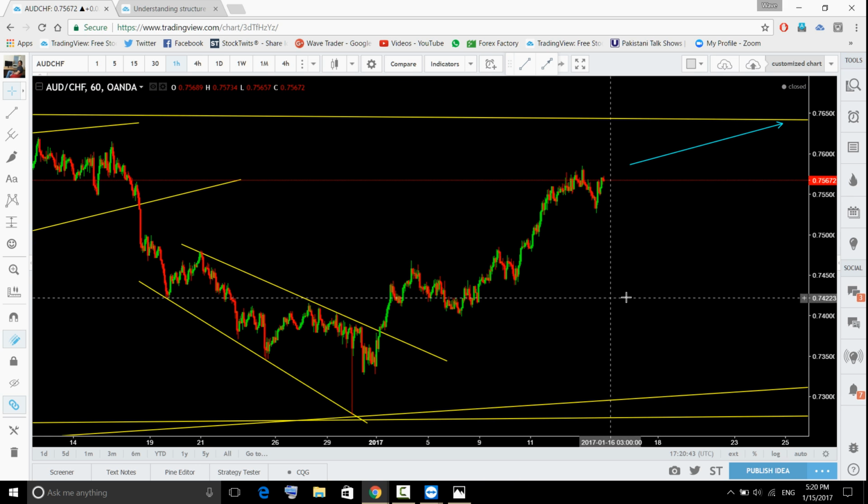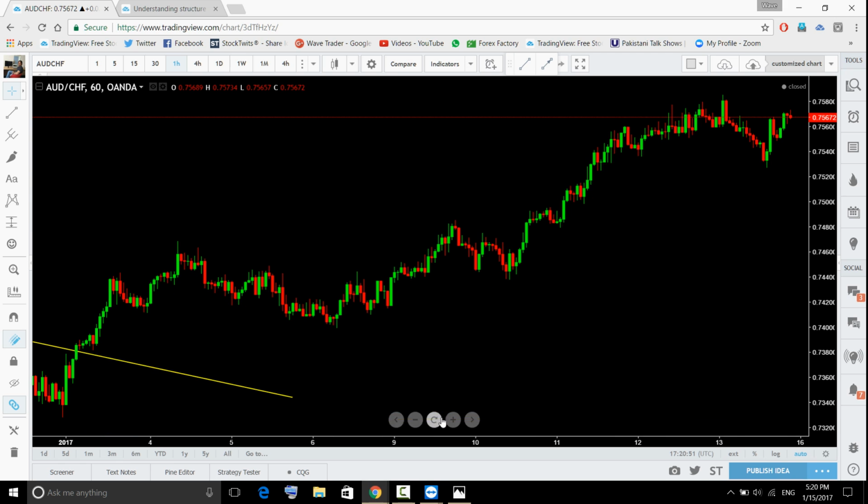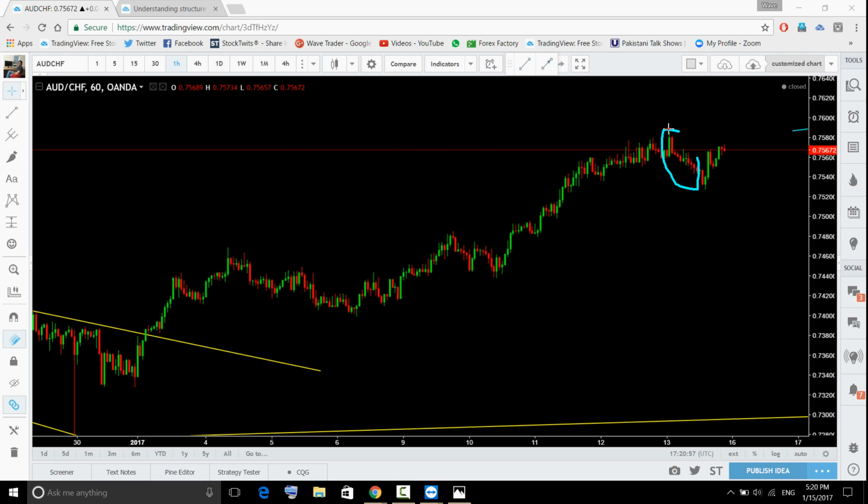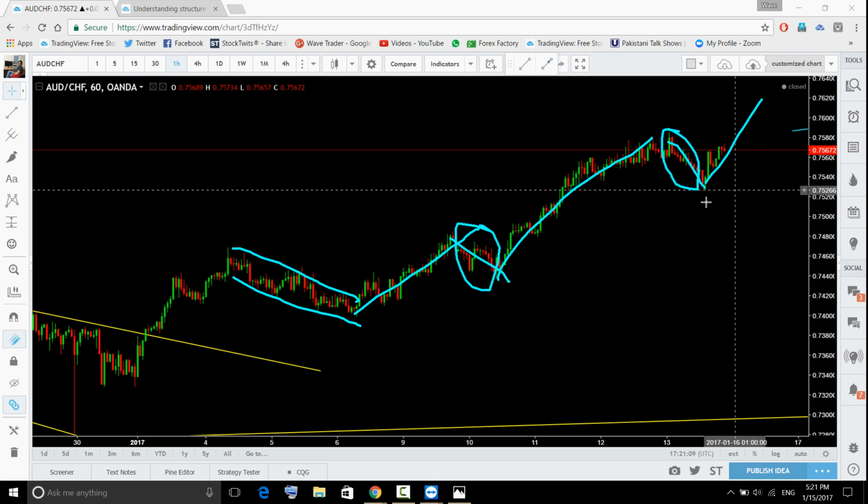We can see that price is losing momentum, but there is no sell sign at the moment. If you look at the price behavior, there is no sell sign. All these waves are corrective waves to the previous trend, and price is going to continue. It can further continue to the upside.